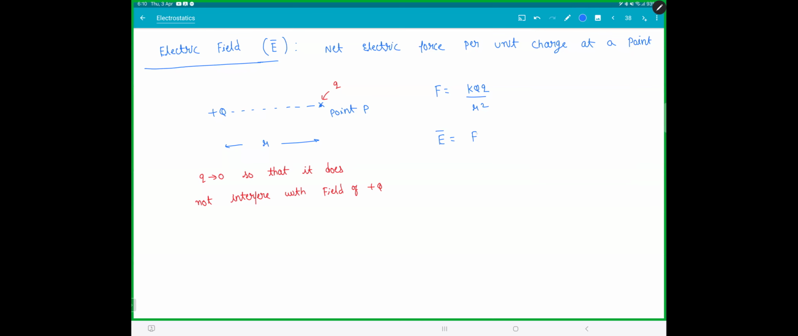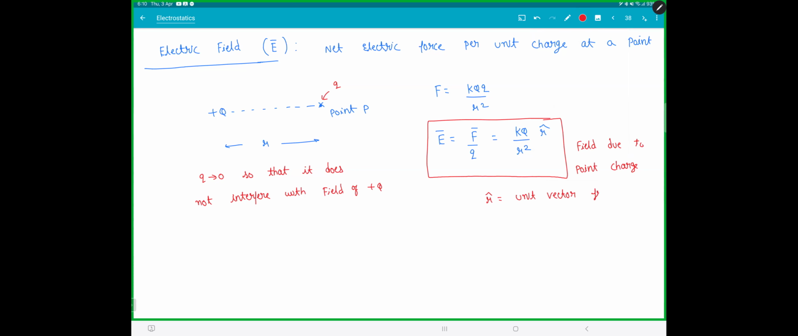So from the definition, the field is nothing but force per unit charge. So if you divide this, you'll get KQ by R square. Direction is R cap. This is the mathematical formula for field due to a point charge, KQ by R square. R cap is a unit vector from charge to the point P.